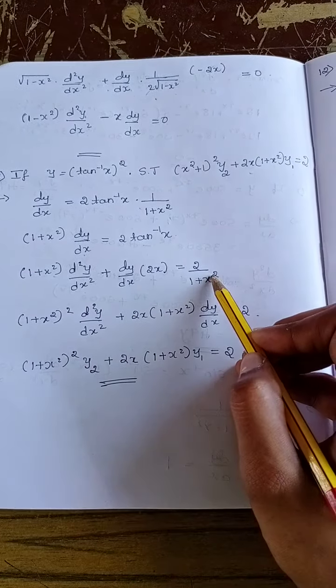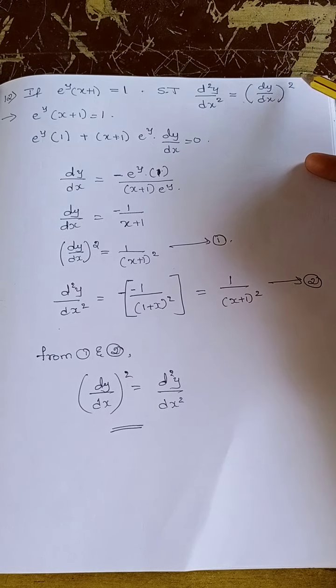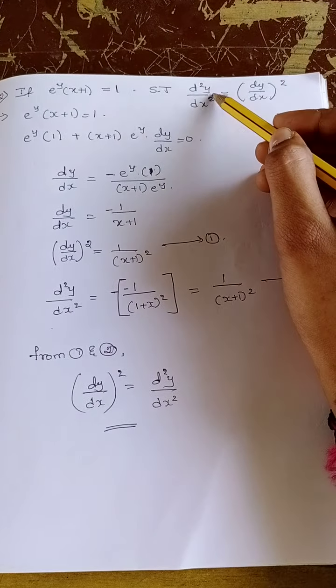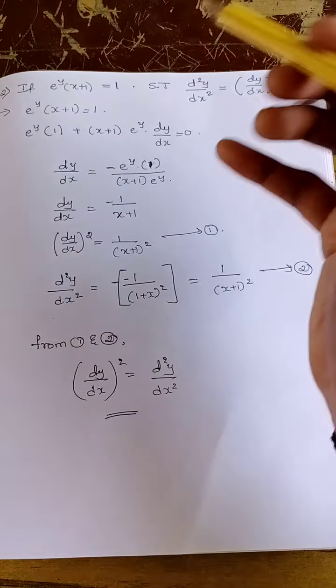Now come to next problem. If e power y into x plus 1 is equal to 1, show that d square y by dx square is equal to dy by dx whole square. This means the second order derivative is equal to first order derivative the whole square. Commonly these two are not equal. For this particular function these two are equal, we have to show.